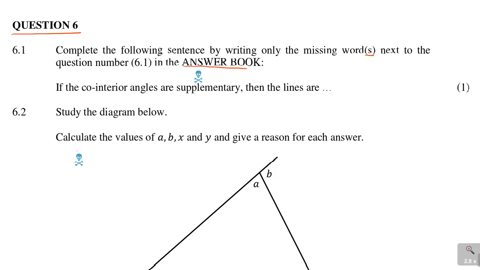So let's look at the question. It says, if the co-interior angles are supplementary, then the lines are. Now you must first understand what co-interior angles are. So for example, let me use a line. You've got that line, and if I draw a straight line like this, these are co-interior angles. So you've got A, you've got B.